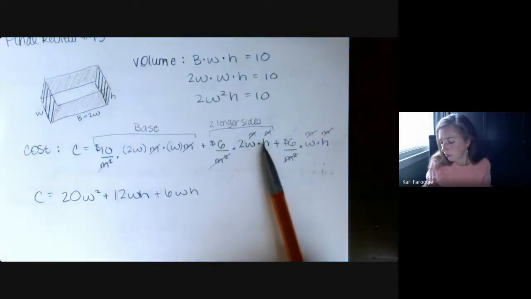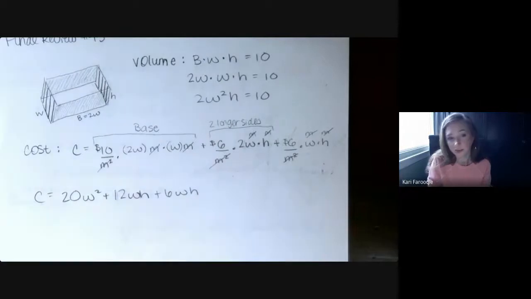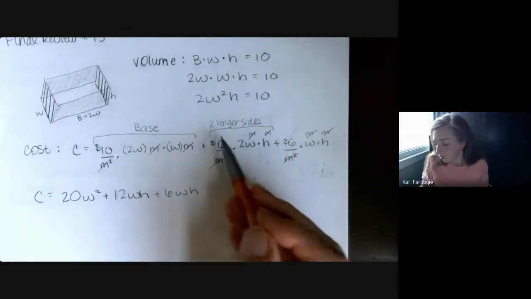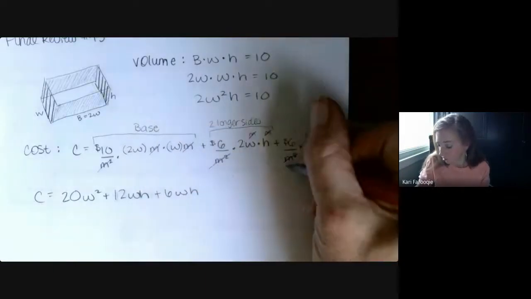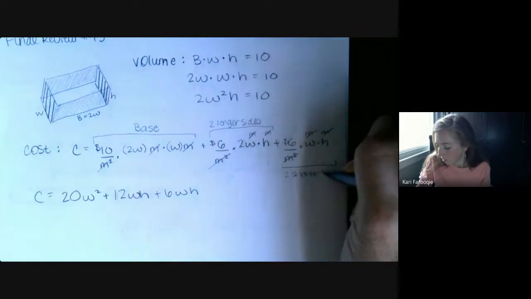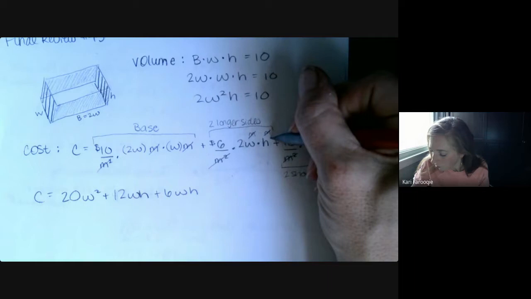Oh, I know why. I didn't multiply by the 2 sides. You guys, I'm falling apart over here. 2 longer sides, 2 shorter sides. I only included 1. All right, so we're going to have to multiply this by 2.